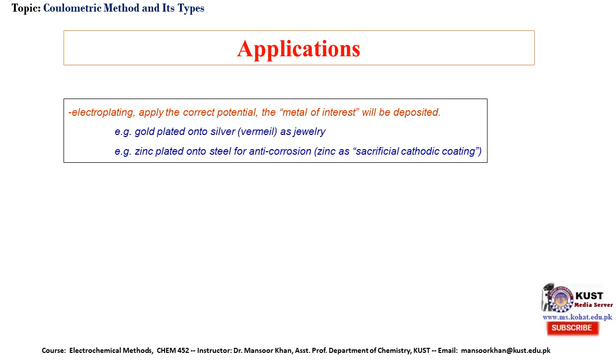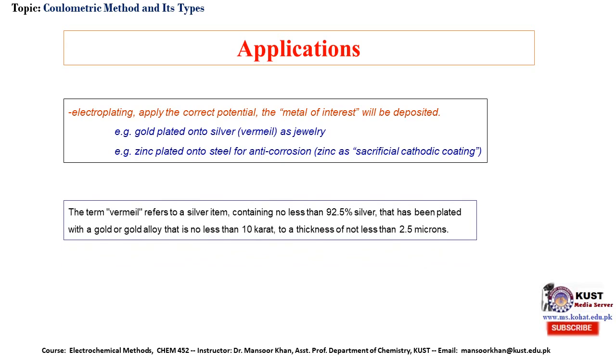Here are two terminologies. One is vermeil, referred to as silver items containing no less than 92.5% silver that has been plated with gold or a gold alloy that is no less than 10 carat, to a thickness of not less than 2.5 micron. So this is one of the important applications of the potentiostatic coulometric method, which is used in electroplating industries.